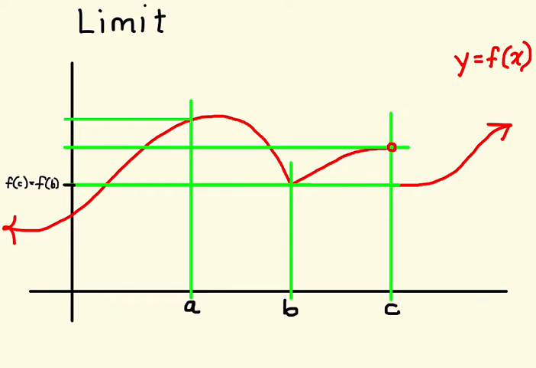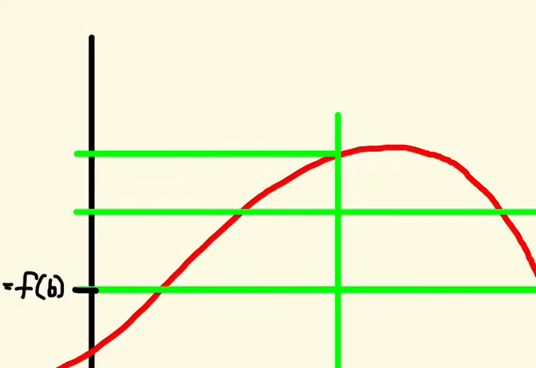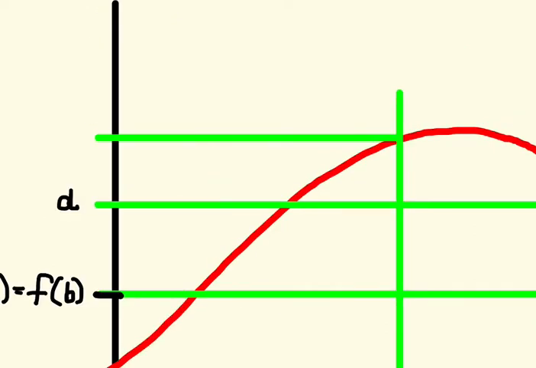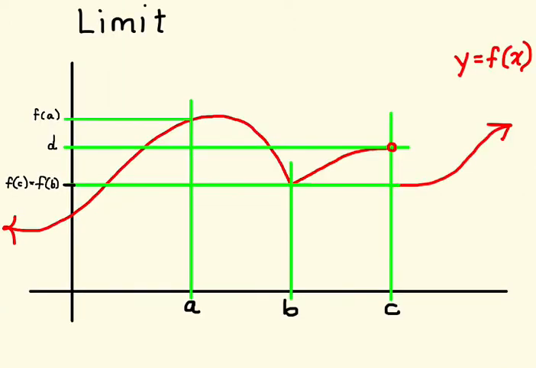So I'm going to say it's some y value. We'll call it d, because that height doesn't exist for the function at x equals c. And then the top height, that's f of a. So this is f of a. And this is not an A, this is a D. Okay, good. Now what we're going to do is look at the limit.